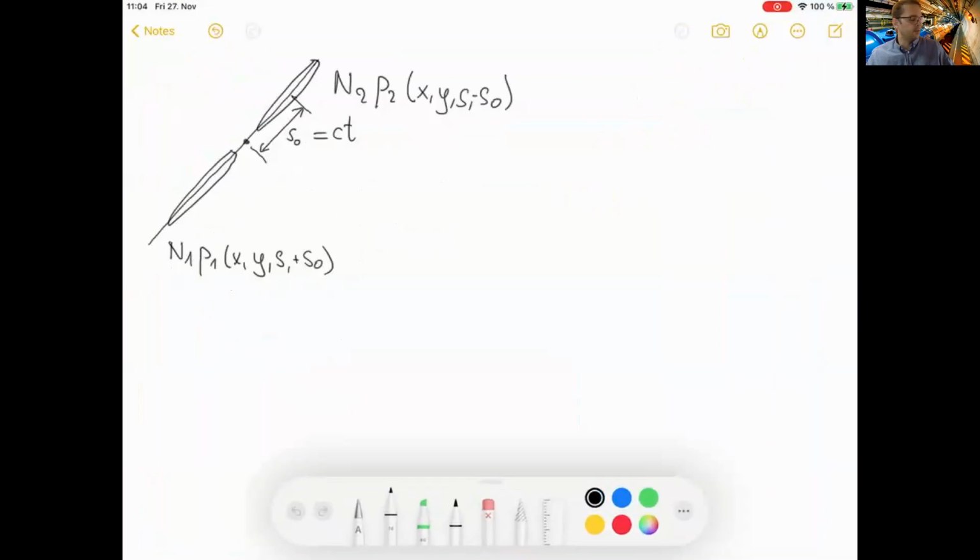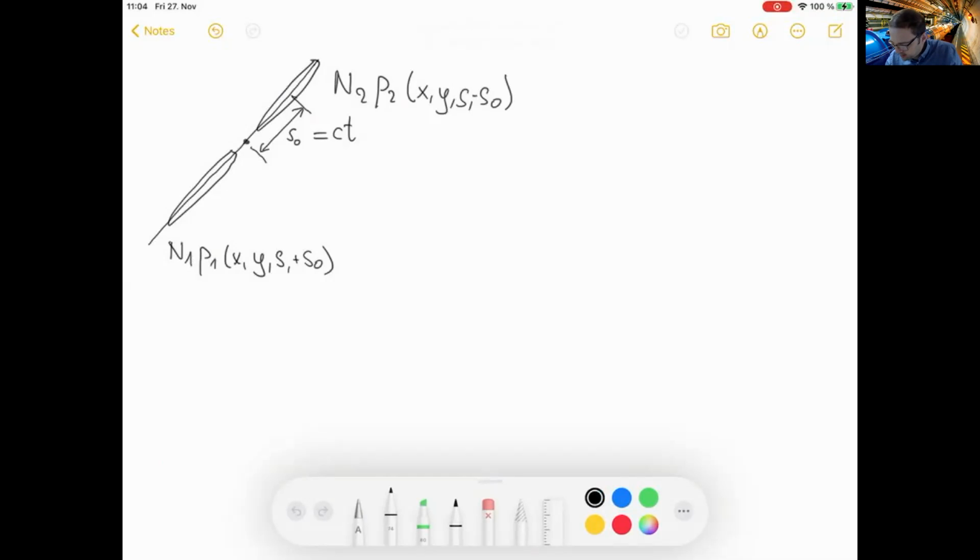And I made a sketch of the situation. We have two bunches that collide with each other. This completes the discussion we had in the last lecture. Good. So first, let's make sure we understand what the units are.